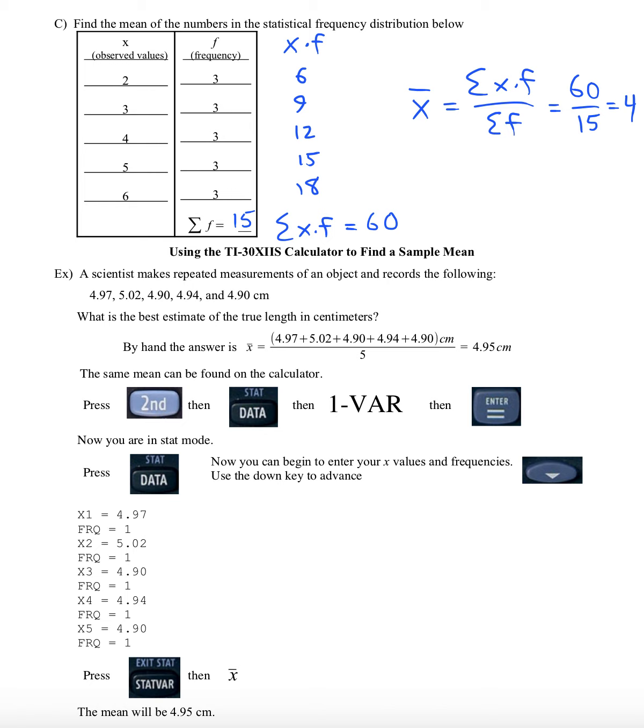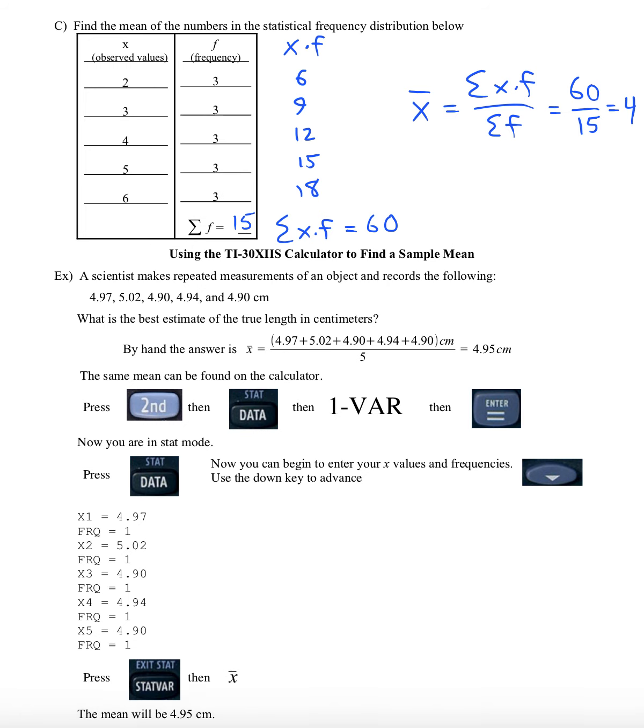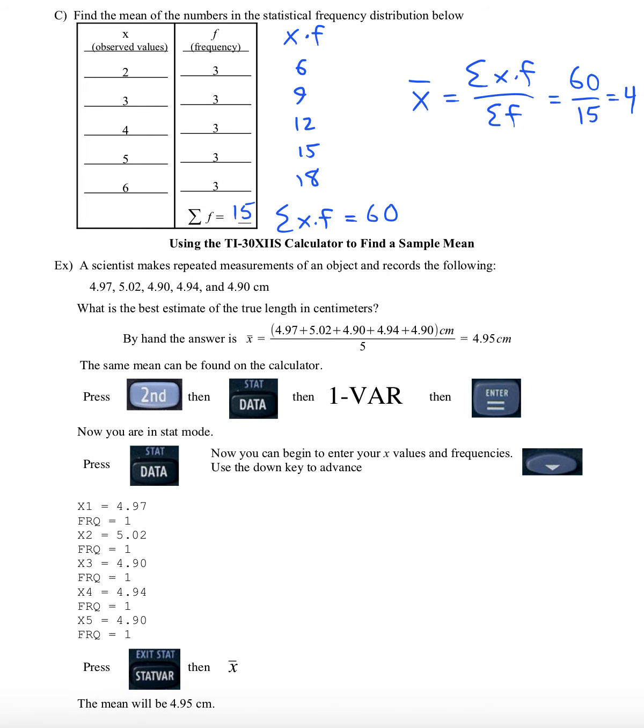The steps for finding a mean using a calculator are below. This is the TI-30X2S calculator way of doing it. And there will be a TI-84 way of doing it included in this document as well.